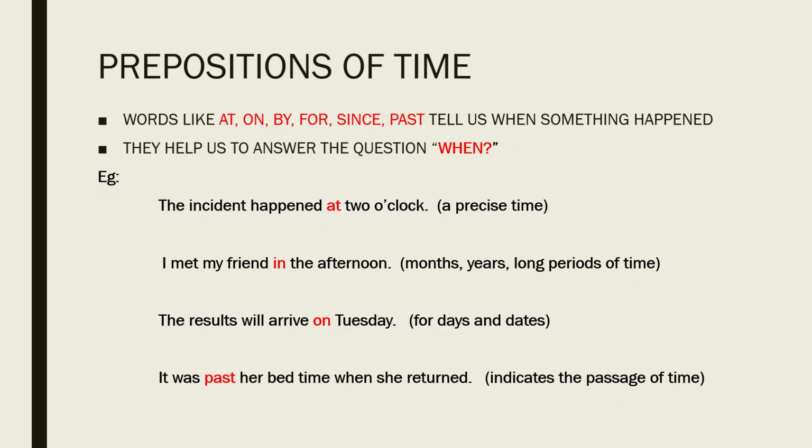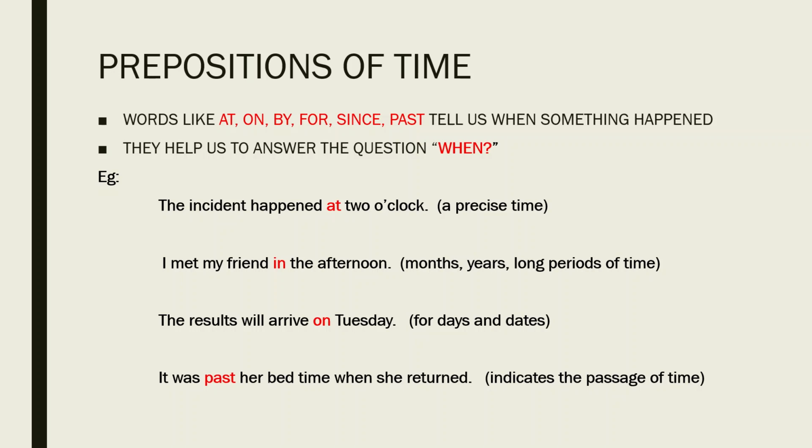The results will arrive on Tuesday, for days and dates. You cannot say the results will arrive on 2 o'clock. Alright, that would be grammatically wrong. On is used for days and dates.